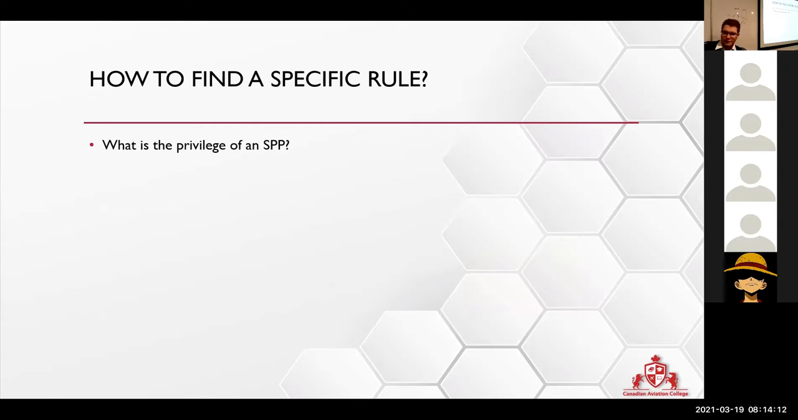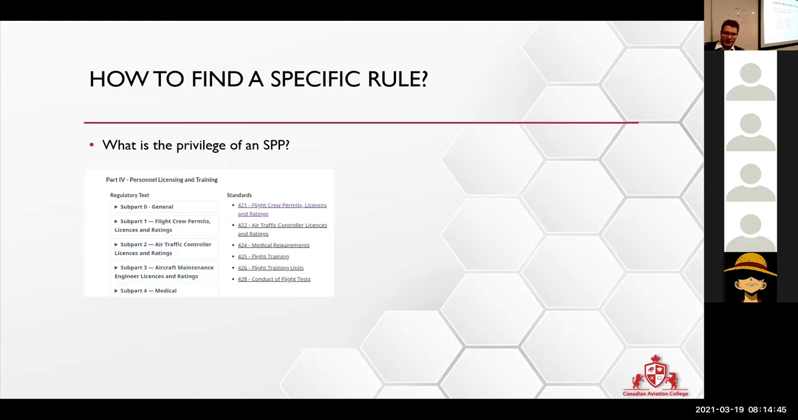So how do we find specific rules? You may ask yourself, what is an SPP? What is the privilege of an SPP? When you start to fly, you will have your student pilot permit. But the question is, what could you do with it? With a student pilot permit, could you carry passengers without an instructor on board? Could you fly at night? Can you fly without supervision? Those are good questions that I always get asked. And the answer is very simple. You just look it up.